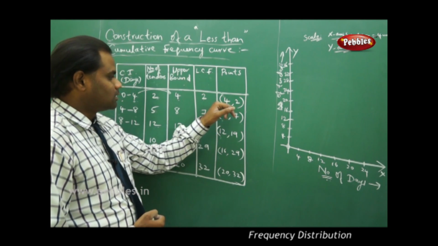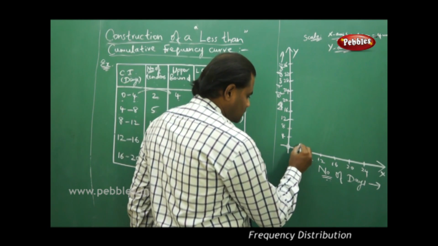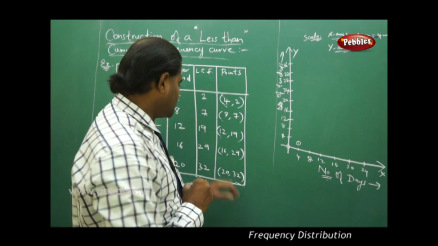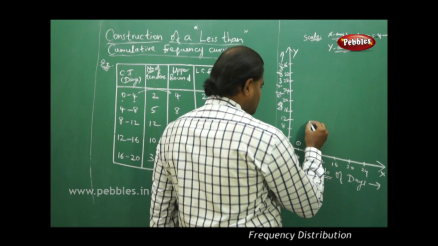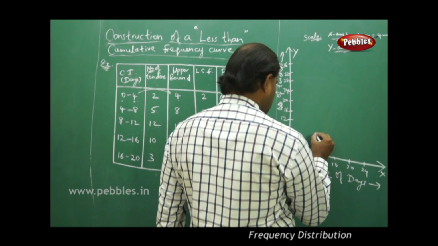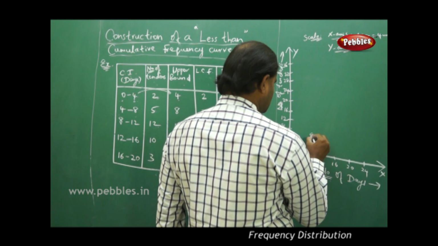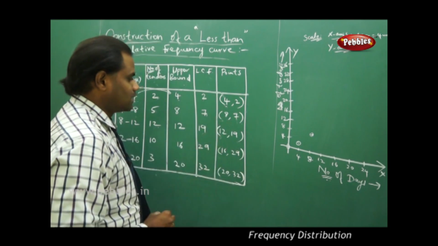For the plotting, let me start with the first point, which is 4, 2. So 4, 2 will clearly be a point which lies here. Then the next point is 8, 7. Approximately it is 8, and then 7 would be somewhere out here. So this is the point for the second class interval.